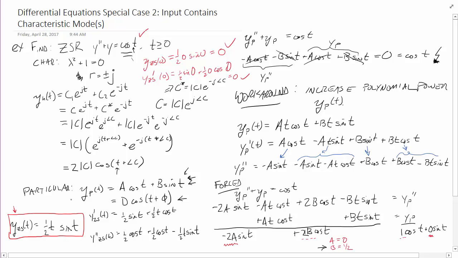And you wouldn't have gotten that if you didn't know the workaround, that we had to increase our original particular guess to be just a mixture of cosine and sine. Now we had to increase the polynomial power of t up here.